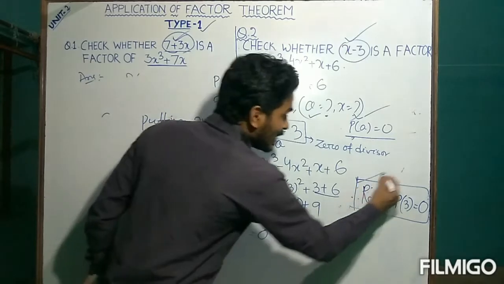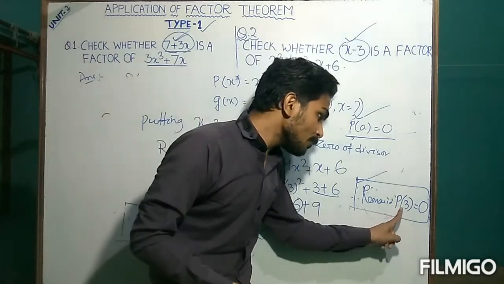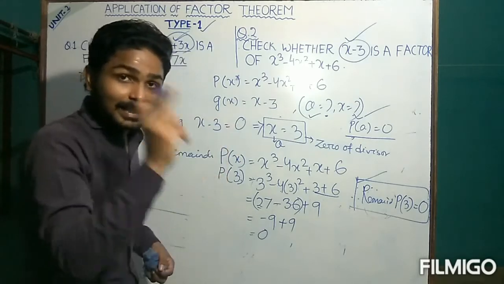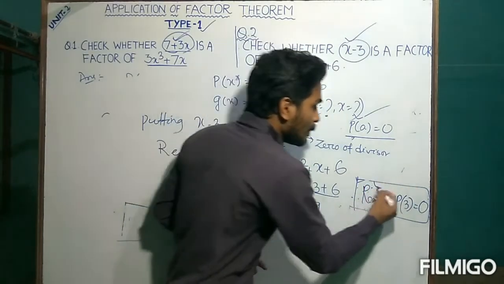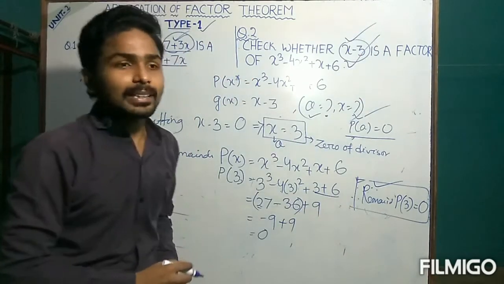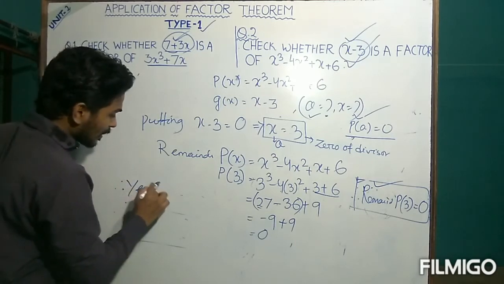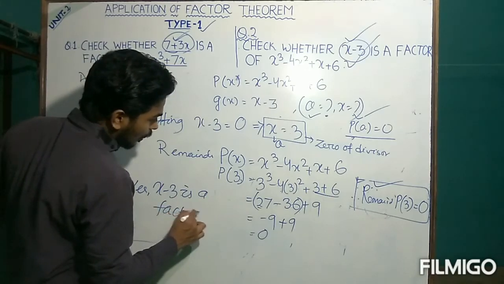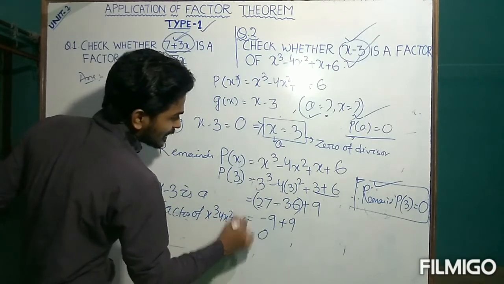Now compare it with statement 2 of the factor theorem. The factor theorem states that if p of a is equal to 0, then x minus a is a factor. Since we have verified that p of 3 is 0, we can say yes, this is a factor. So we can write yes, x minus 3 is a factor of x cube minus 4x square plus x plus 6.